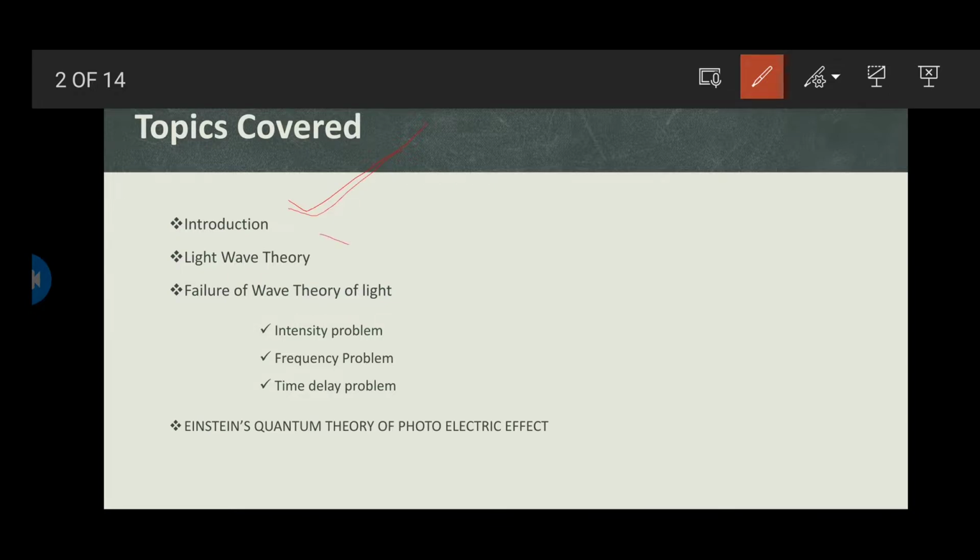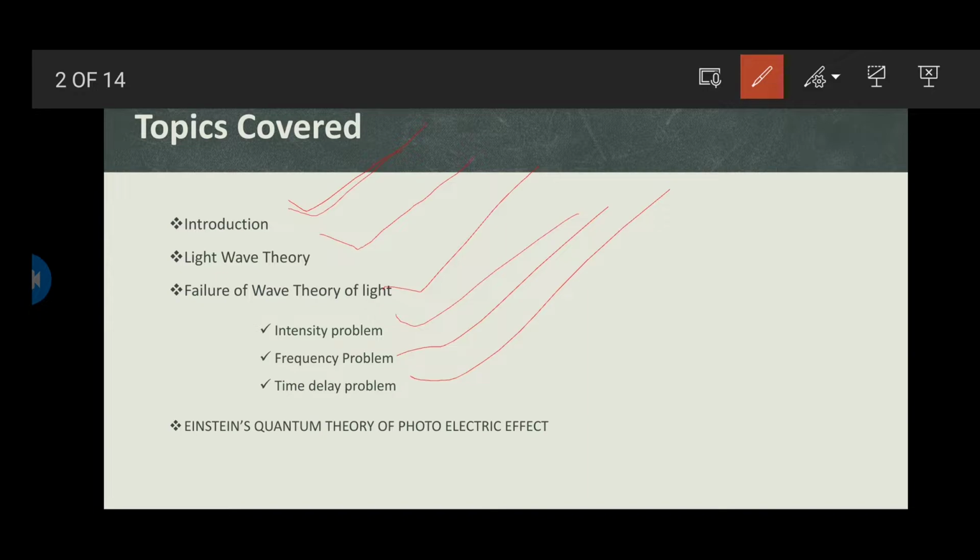Later, I will move on to explain the light wave theory, and next I will explain how the light wave theory failed in respect of different terms, such as the intensity problem. These are the problems that occurred in the wave theory. By discussing each and every point related to this, we will specify how wave theory failed, and we will discuss the failure of wave theory.